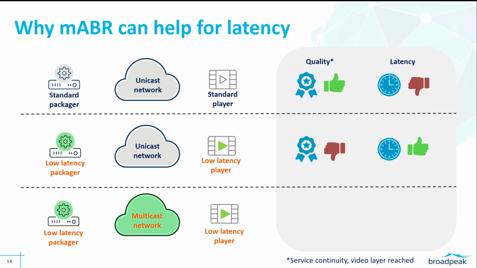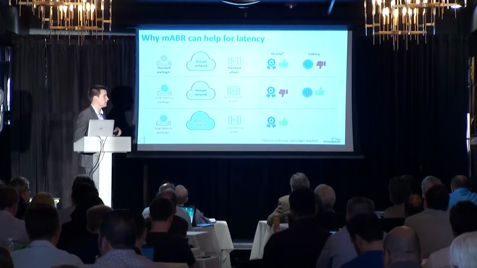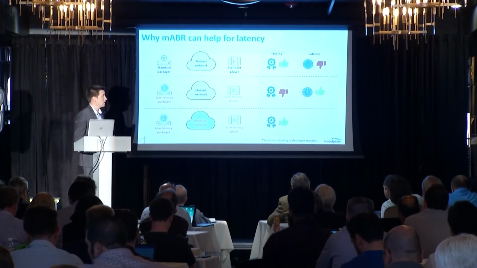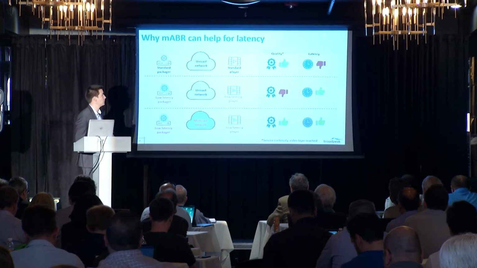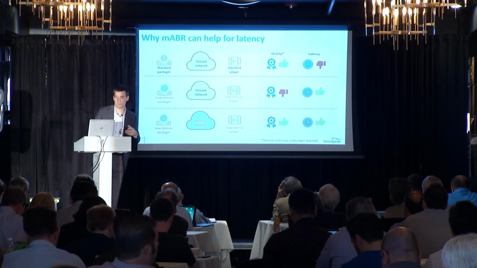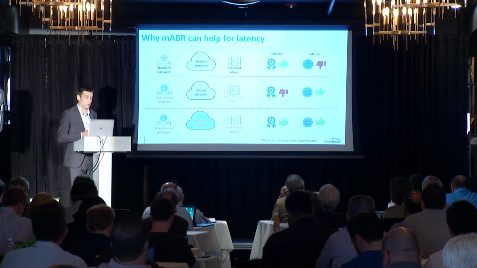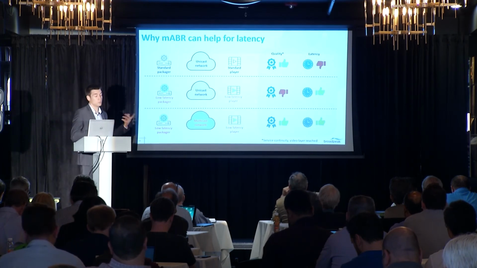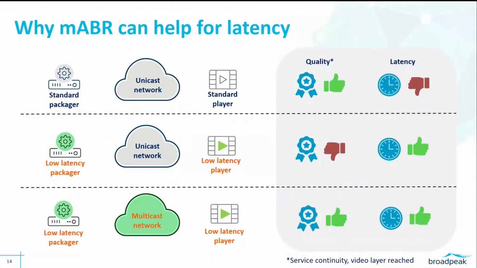In that case, the network is managed, and that's why we are sure that we are going to have the packets. And it means that we will have a good quality, and we will have a short latency. This is how multicast ABR can help for latency, to have good quality and good latency. So there is no trade-off with multicast ABR.